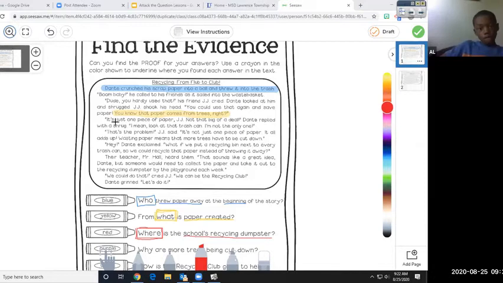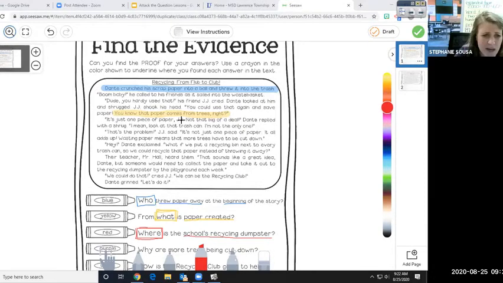Okay, so here I go. It's just one piece of paper, JJ, not that big of a deal, Dante replied with a shrug. I mean, look at that trash can. I'm not the only one. That's the problem, JJ said. It's not just one piece of paper. It all adds up. Wasting paper means that more trees have to be cut down. Hey, Dante exclaimed, what if we put a recycling bin next to every trash can so we could recycle that paper instead of throwing it away?